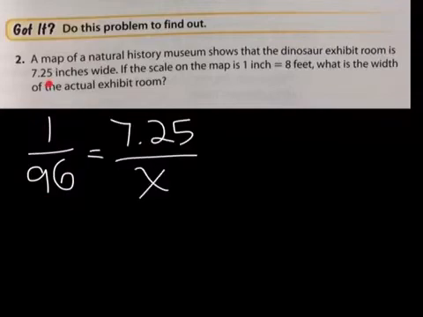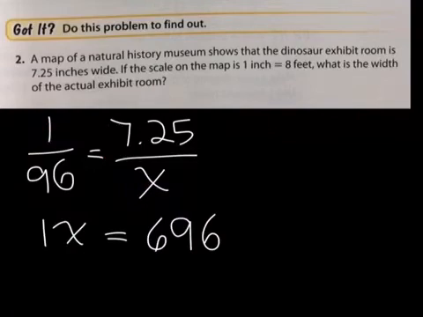And we're told that it's 7.25 inches wide. So we need to actually find the real size. This is the model size. What is the real size? If it goes from 1 to 96, here's our ratio. Okay, 1 to 96. So we can do cross product. And when I multiply 1 times x, I get 1x, and then 96 times 7.25, I get 696.